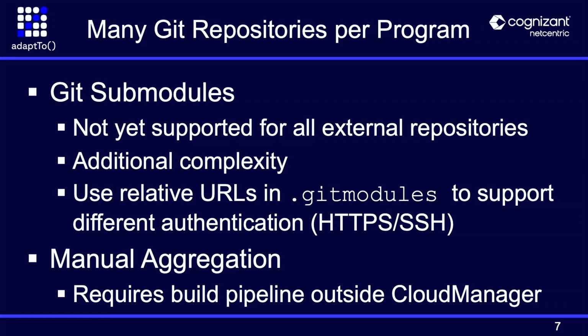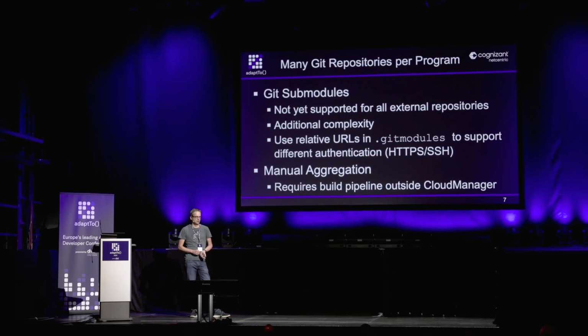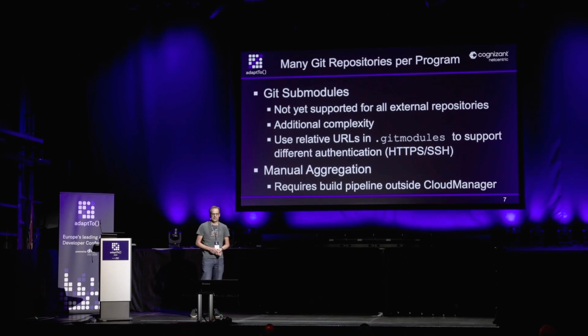One other hint, which is unfortunately, I think, differently described in the documentation, is my recommendation would be to always use relative URLs in your Git modules file. The Git modules file specifies which references you have and basically where those Git submodules are located. And if you use relative URLs, you can use arbitrary authentication mechanisms. So no matter whether you use HTTPS or SSH authentication.